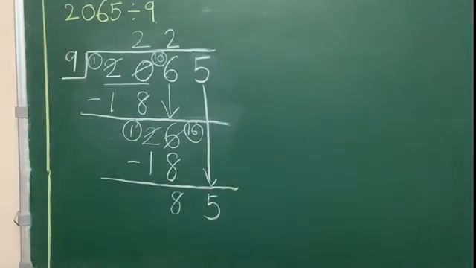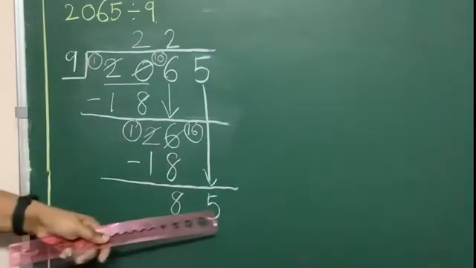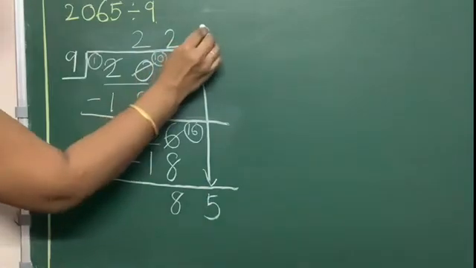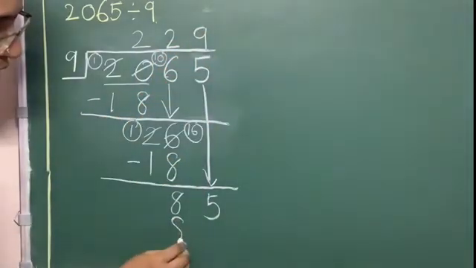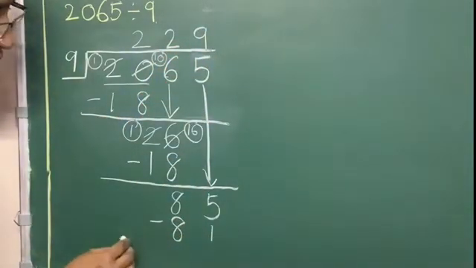It is 9 9s are 81, because 9 10s are 90, and 90 is greater than 85. So 9 9s are 81. So what is the answer, children?